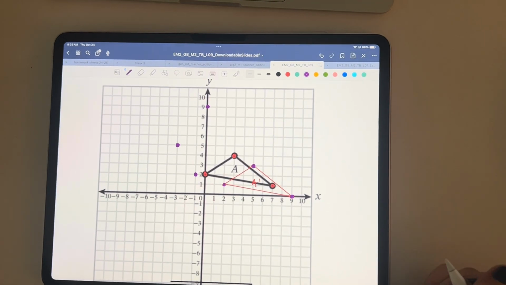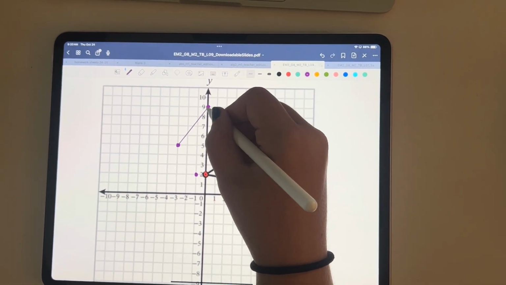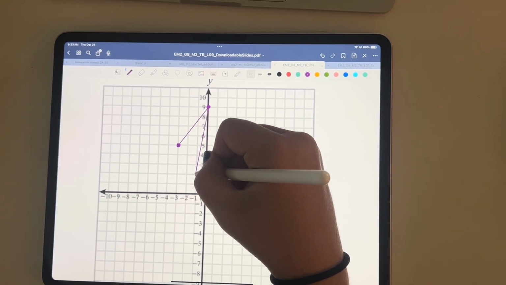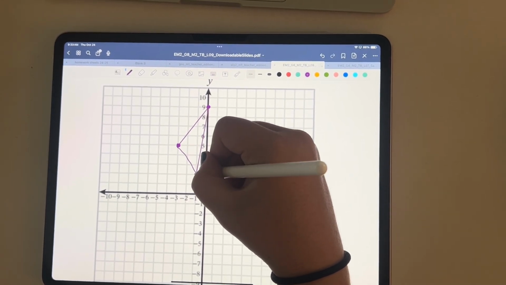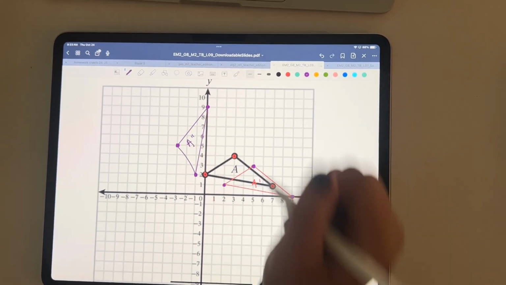Oh, I did the last one wrong. Oh, okay, there you go. So then we connect our points. It's a little curvy.